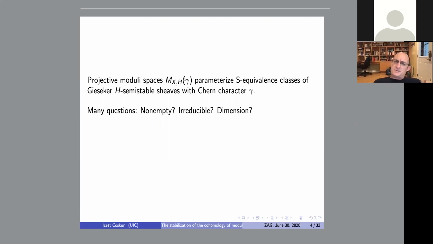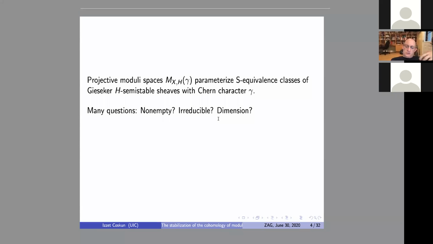And then the other types of results that we have are for special surfaces. Like if you have a K3 surface, then we understand these moduli spaces, or if you have P2, we understand these moduli spaces, and so on and so forth. But in general, these questions are wide open.